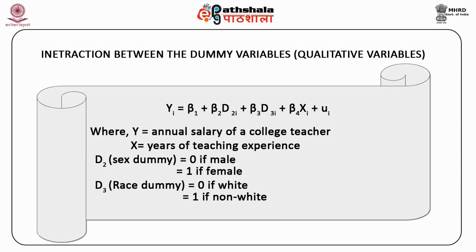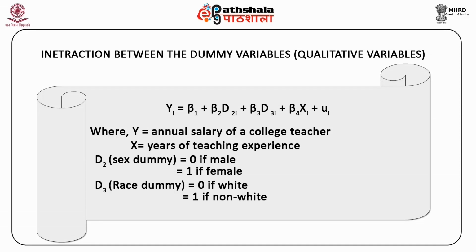In the above equation, holding the years of teaching experience and race constant, D2, the gender dummy, shows the differential effect of gender on annual salary of a college teacher. Similarly, holding the years of teaching experience and gender dummy constant, D3, the race dummy, shows the differential effect of white and non-white on annual salary.